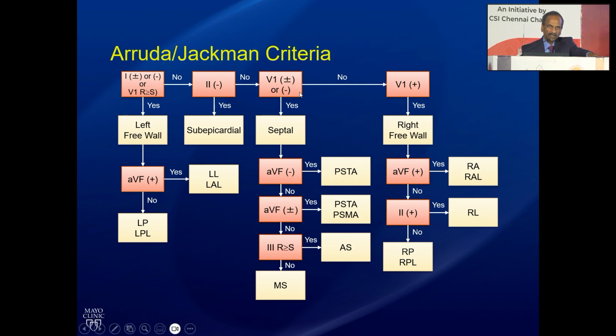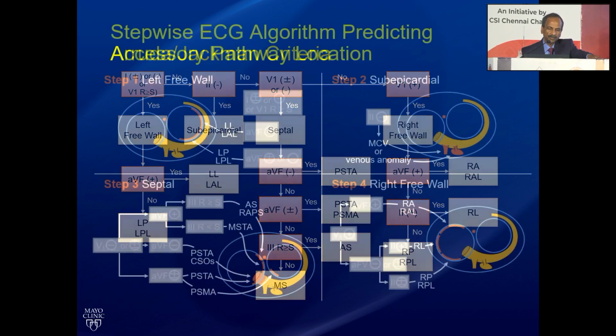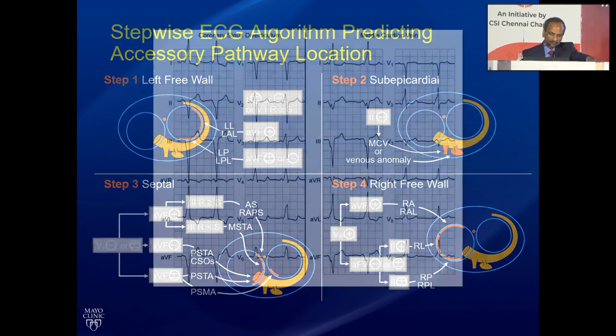If delta wave is not positive, isoelectric or negative in V1, and then flips and becomes positive in V2, that's a septal pathway. If the delta in V1 is already positive, no matter how small positive, it is off the septum. So very important just to avoid difficulties because we were mapping the wrong site.